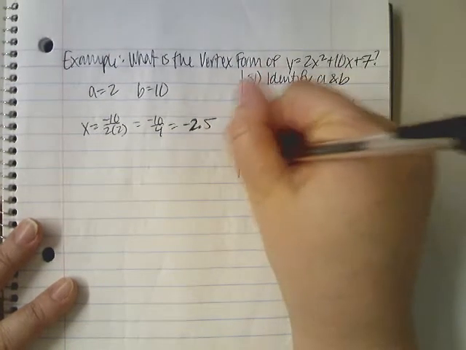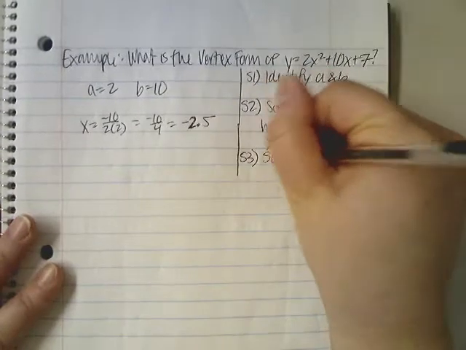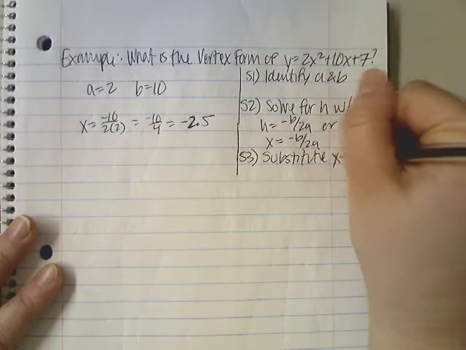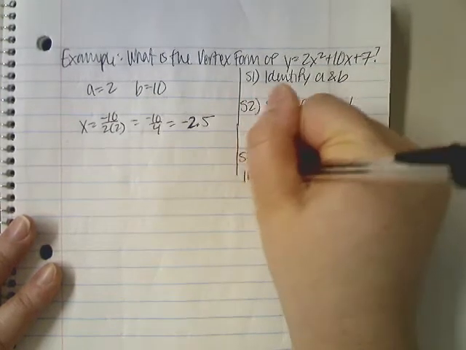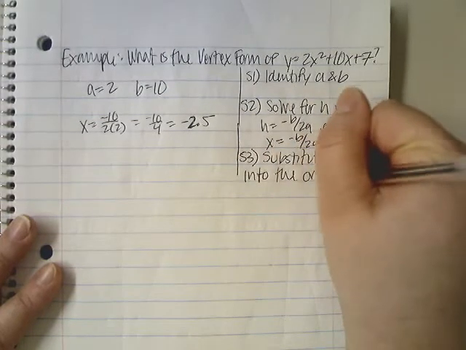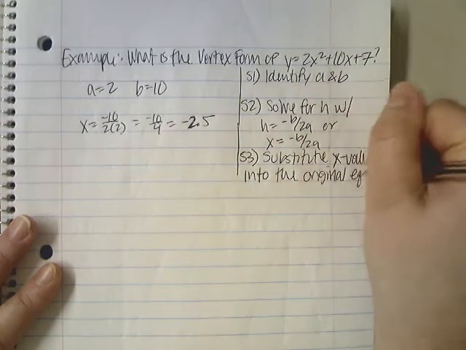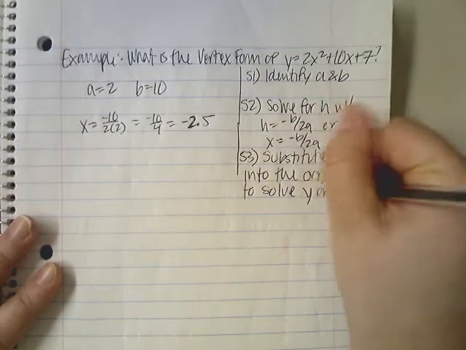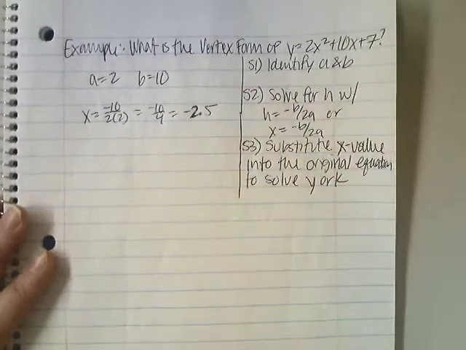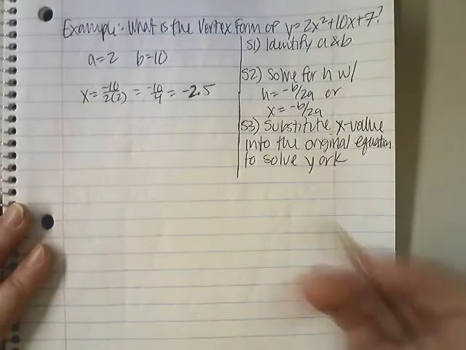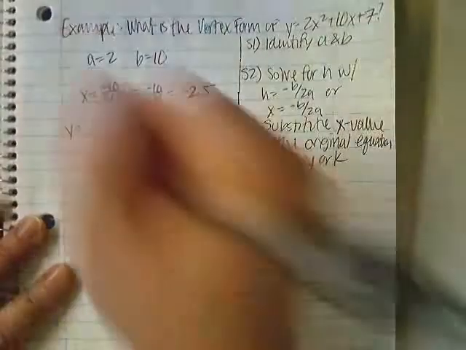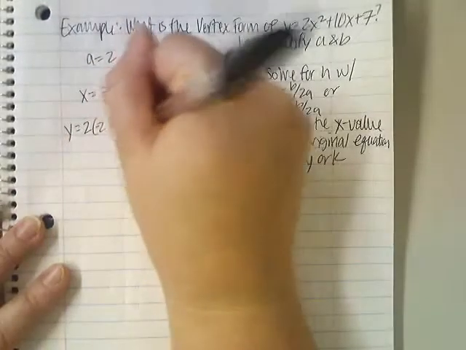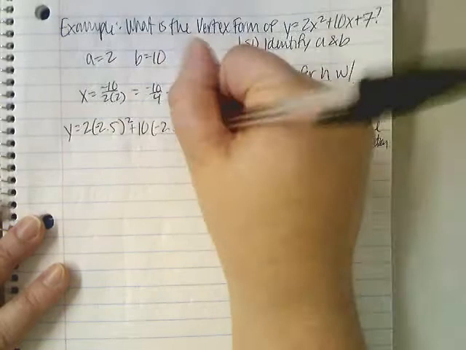So what we're going to do, step 3, we're going to substitute our x value into the original equation to solve for y, or k, depending on how you're thinking of it. It's going to be specifically the y value of the vertex, but it is a y value. So I'm going to plug in my new x value I just solved for. So I have 2 times negative 2.5 squared plus 10 times negative 2.5 plus 7.